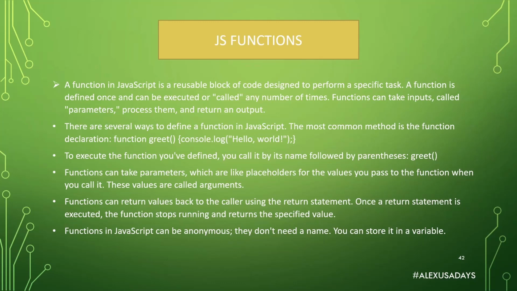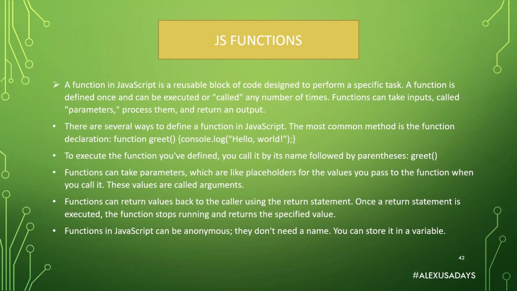Functions can take parameters, which are like placeholders for the values you pass to the function when you call it. These values are called arguments. Functions can return values back to the caller using the return statement. Once the return statement is executed, the function stops running and returns the specified value. Functions in JavaScript can be anonymous. They don't need a name. You can store it in a variable.